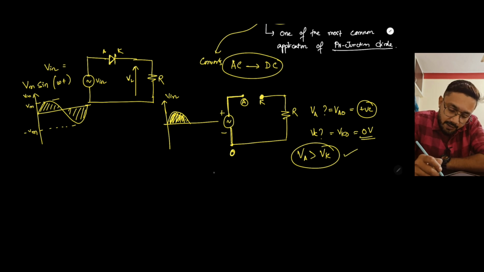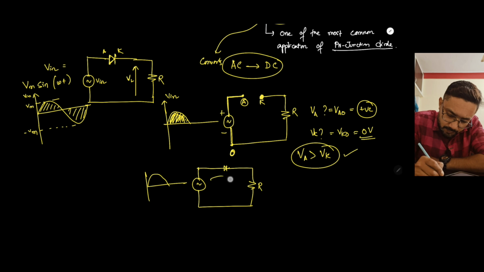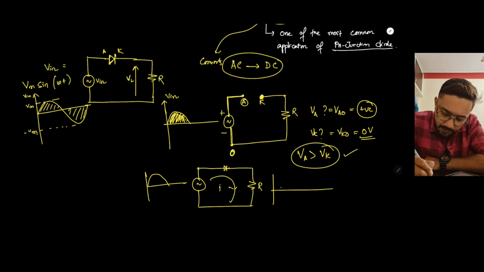And when the diode conducts, how will the output voltage look during the positive cycle? It will conduct, current will flow. So VL will also be like this.